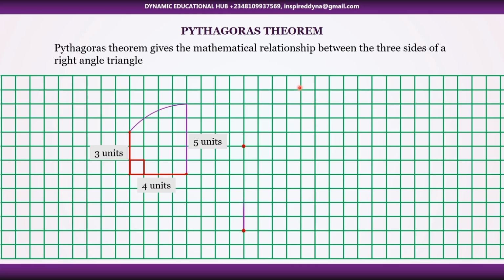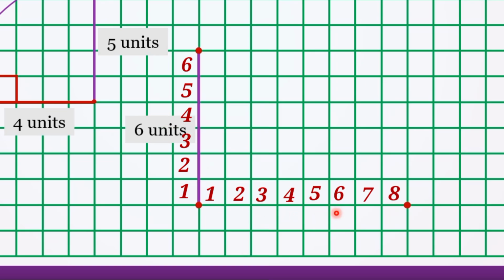Now we have points here, we also have points here, we have a line. So let's count the number of units, the length of this. 1, 2, 3, 4, 5, 6. So we have 6 units length. So let's form another point here. Let's count it. 1, 2, 3, 4, 5, 6, 7, 8. So we have 8 units length.